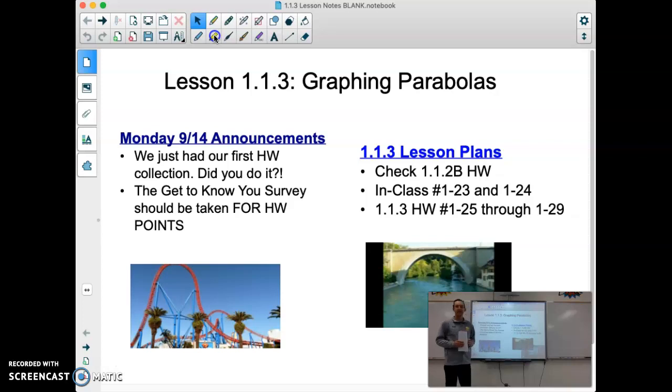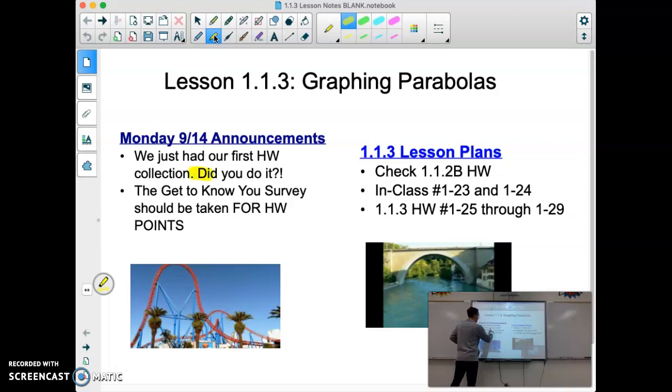So before we get started, a couple of announcements, as we can see here. We just had our first homework completion. If you did not get a chance to go through and turn in your homework from last week, make sure you go back and do that. That link should still be open on It's Learning. If it's not, make sure you contact your grading teacher if you have any questions or concerns.